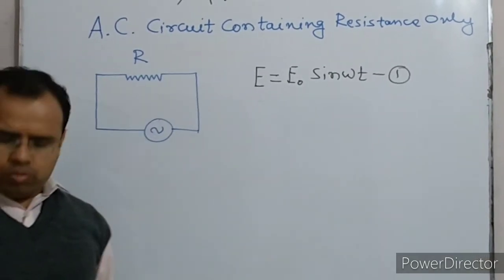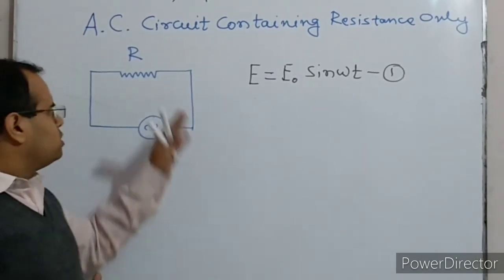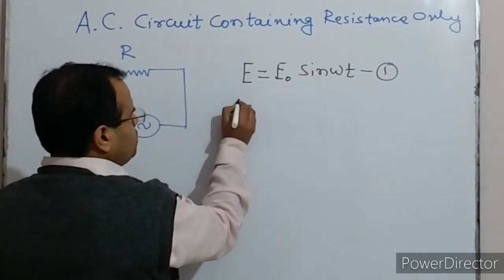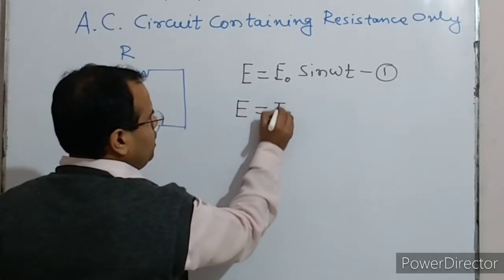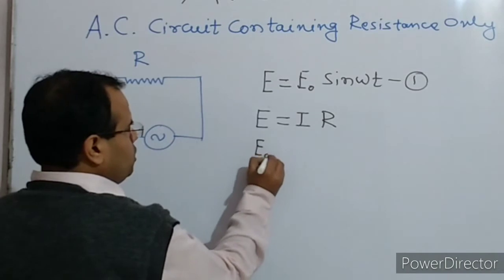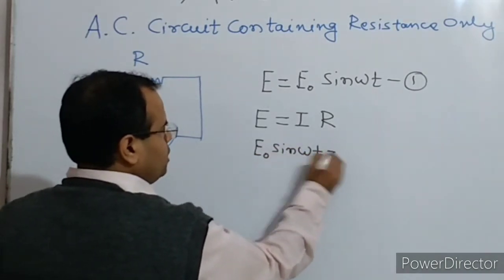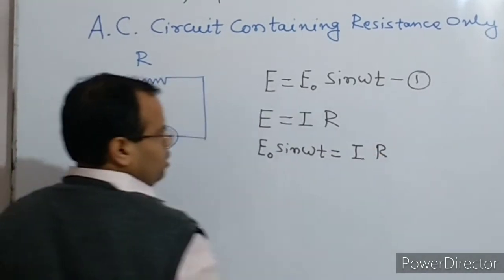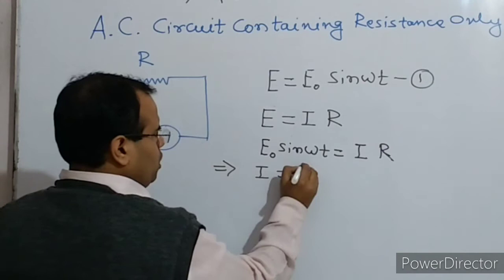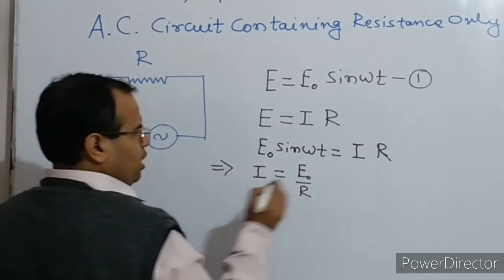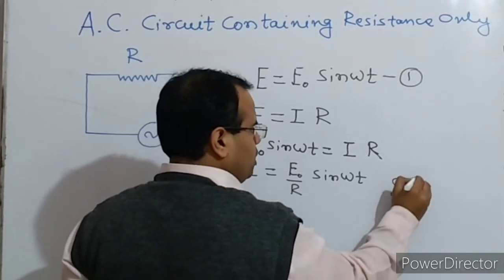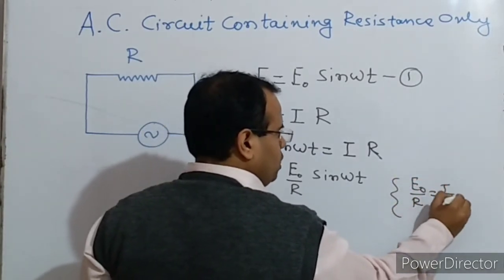Now, if this is the equation of alternating EMF, and a resistor of resistance capital R is connected there, we know by Ohm's law V equals I into R. So we can write E equals I into R. Then E is E naught sine omega t, and it is equal to I into R. This implies I is equal to E naught upon capital R into sine omega t.